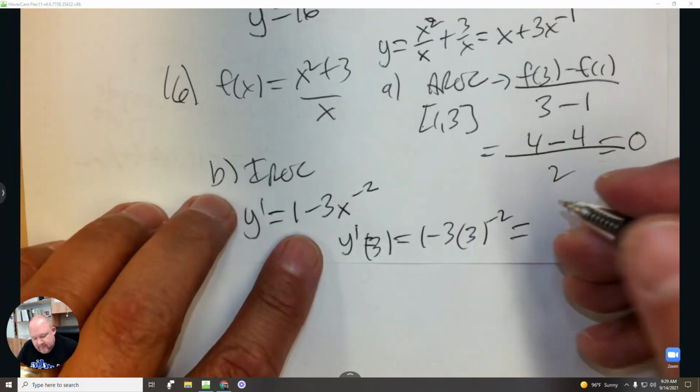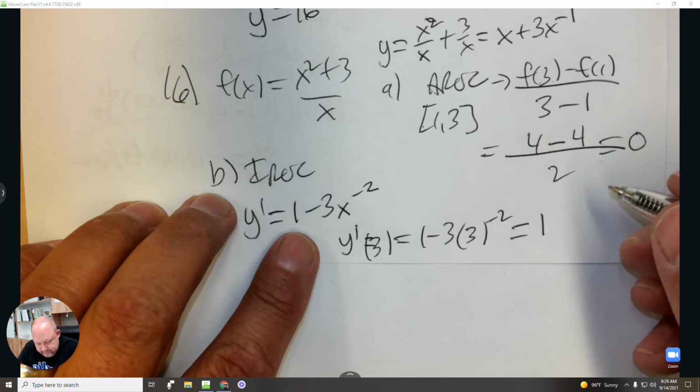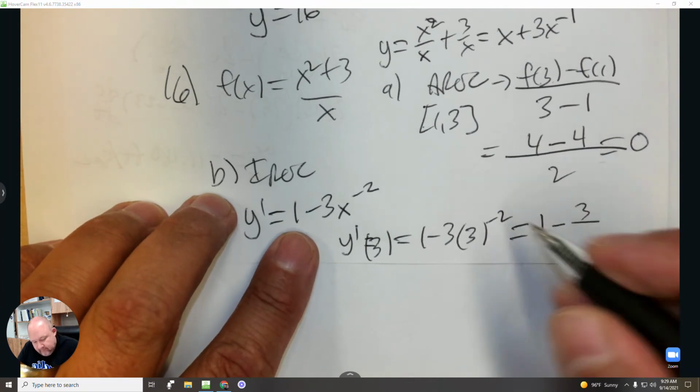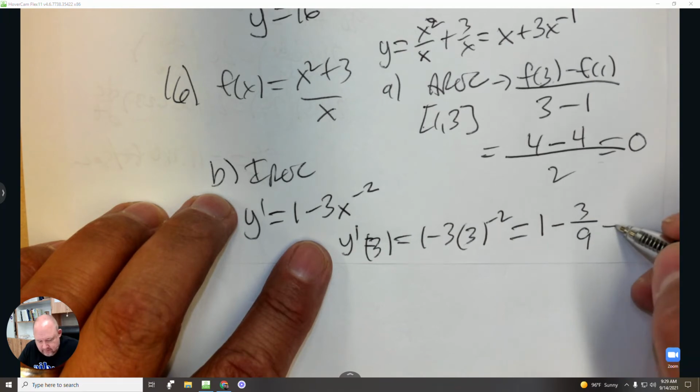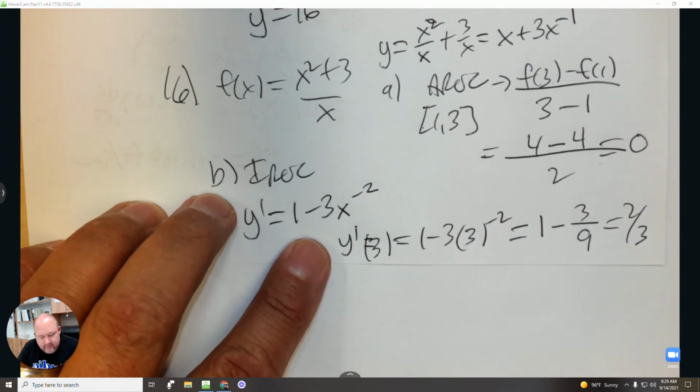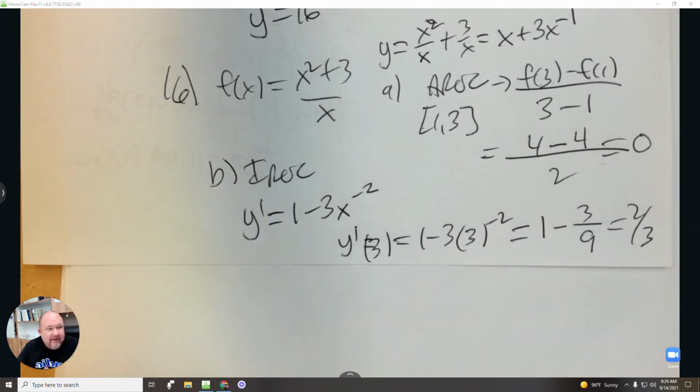Now, if I wanted to simplify it, 3 squared is 9, and that would go in the denominator, so it's 1 take away a third. So it is 2/3 if I needed to simplify it. Number 17. We're almost there.